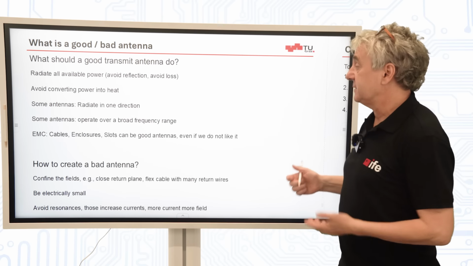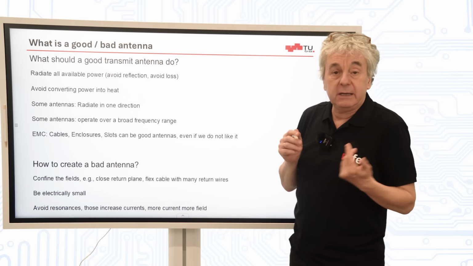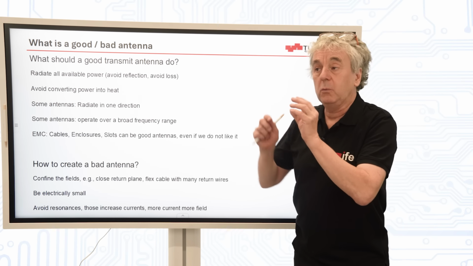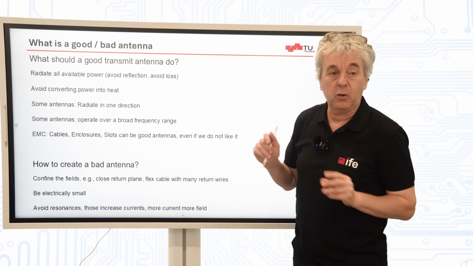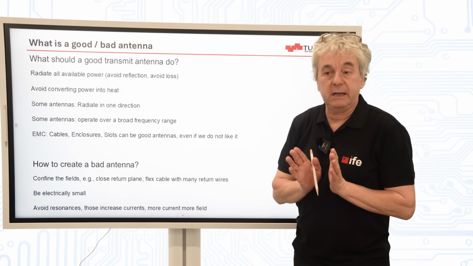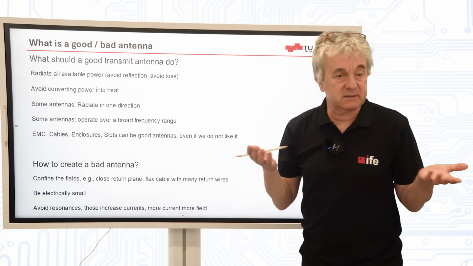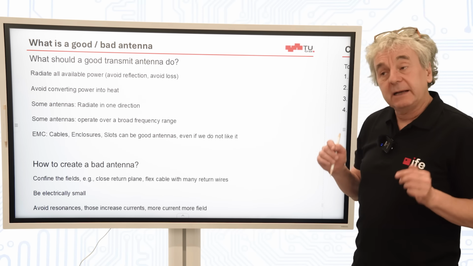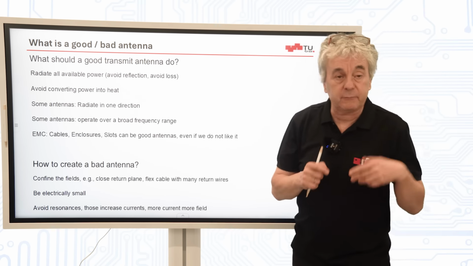But in general, a good antenna would radiate all power. So if I give 1 watt to an antenna in a coax cable, we don't want the power to be dissipated into heat, or reflected. Most antennas will radiate directionally in one direction. That's not necessary for all antennas, but most are directional. Antennas can be broadband. For example, you can make an antenna from 500 megahertz to 20 gigahertz, a very broadband antenna. But you could also make a narrowband antenna which only works around 1 gigahertz. These are different design goals.